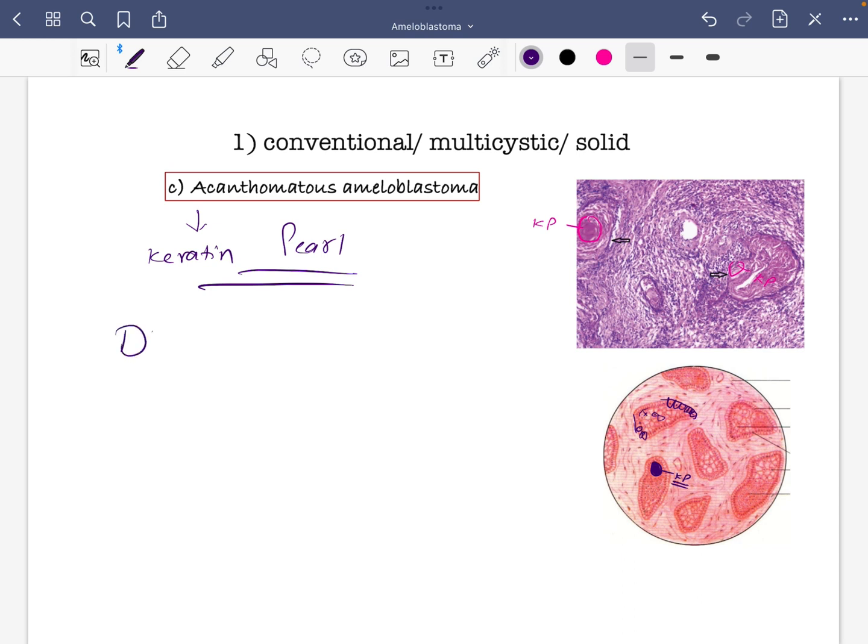So it always becomes a differential diagnosis. Sometimes it's differentiated as squamous cell carcinoma or squamous odontogenic tumor. It's sometimes represented as squamous odontogenic.